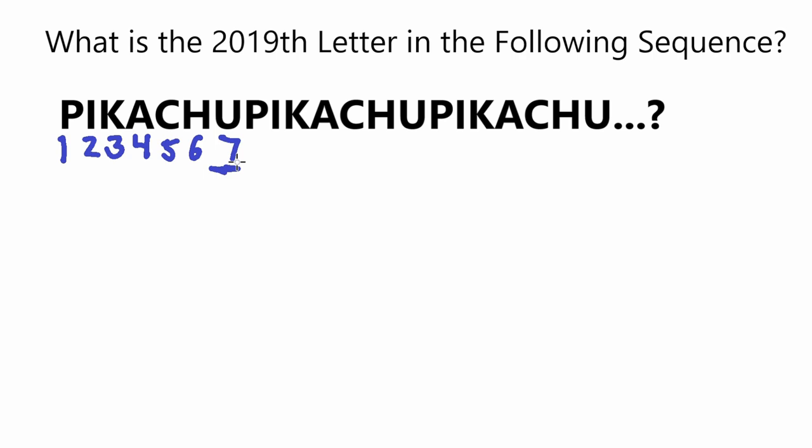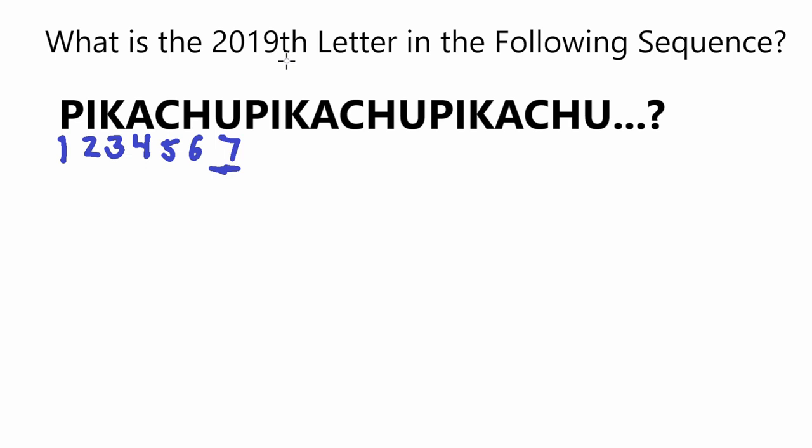We are trying to find the 2019th letter, right? We can divide it by 7, and if the 2019th letter were to be U, then we would get a nice whole number when divided by 7. However, there's also a possibility that 2019 is not a multiple of 7, so we would have a different number.